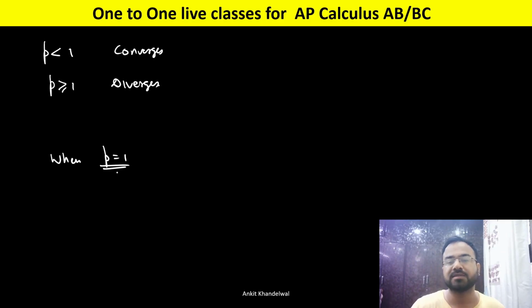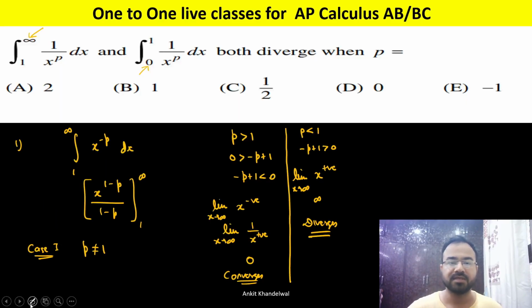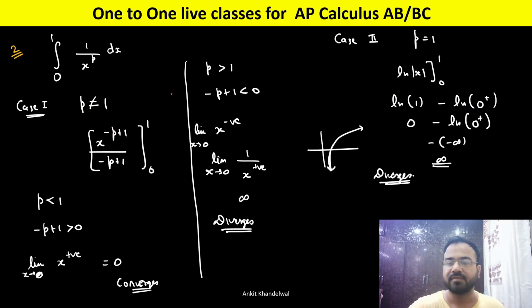when p is equal to 1, both diverge. So option B is going to be the correct answer. For p equal to 1, both diverge. So I hope you have understood this concept of the improper integral, and how to solve it.